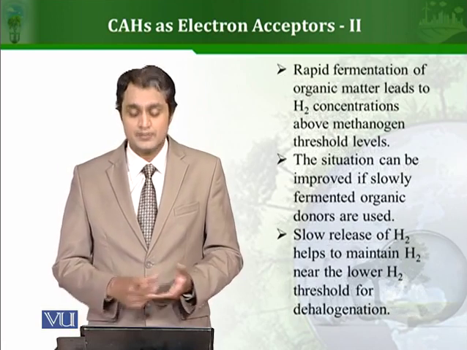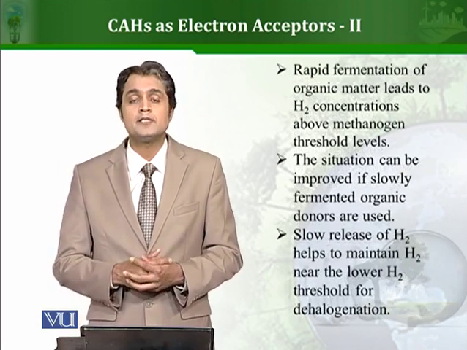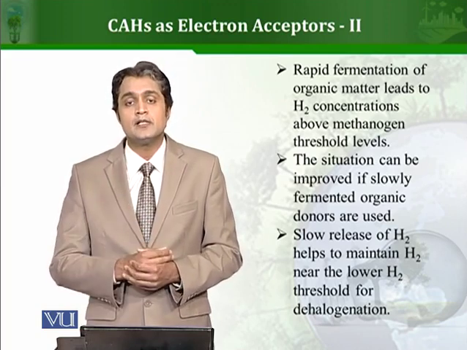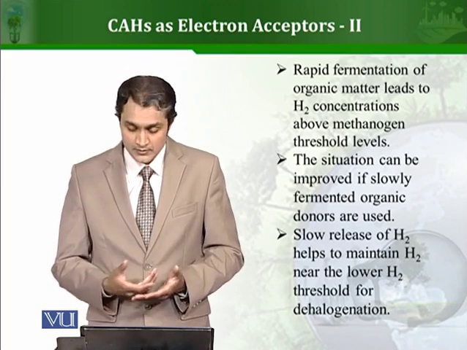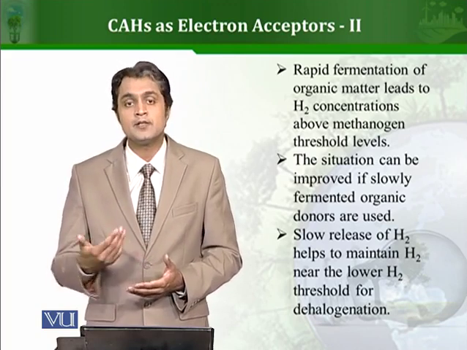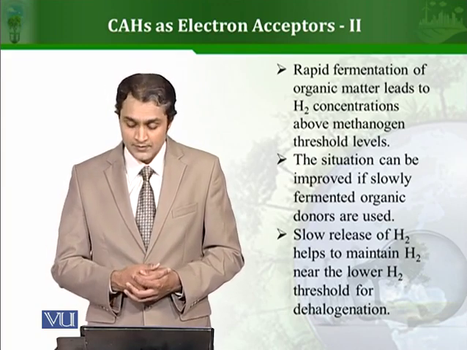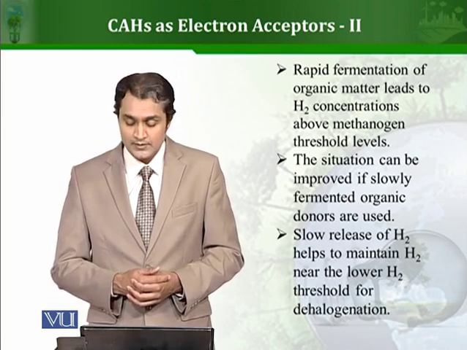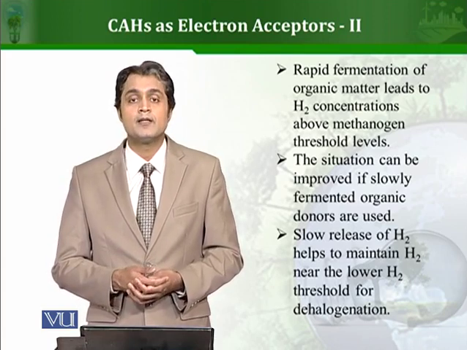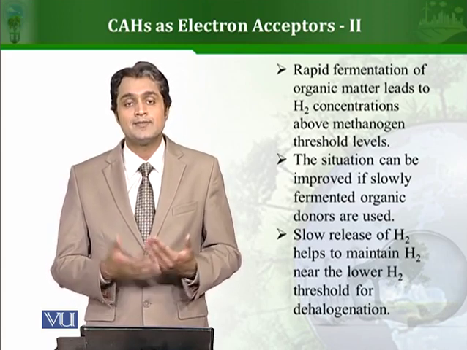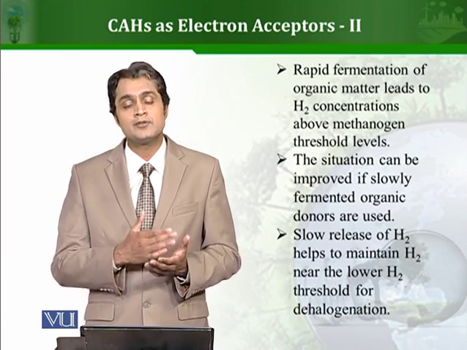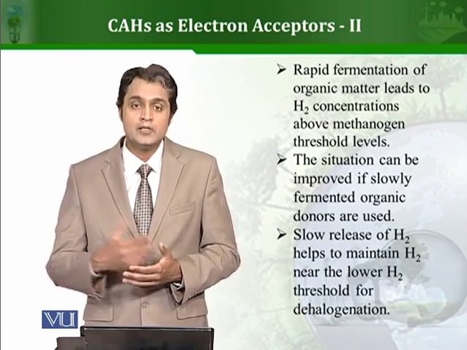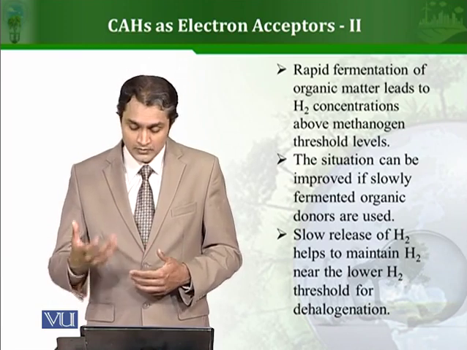Now, rapid fermentation of organic matter obviously will lead to a high concentration of hydrogen, which will increase beyond the threshold level, and then methanogens will start to use it and grow there instead of the other dehalogenating organisms. The situation can be improved if slowly fermented organic donors are used. If we use donors with slow fermentation, hydrogen will be released slowly, its concentration will remain low, the threshold level will not be achieved, and methanogens will not overgrow there.